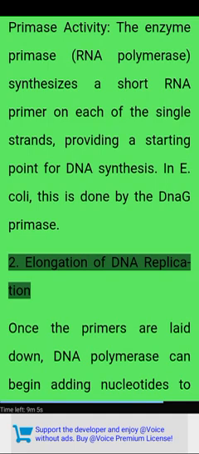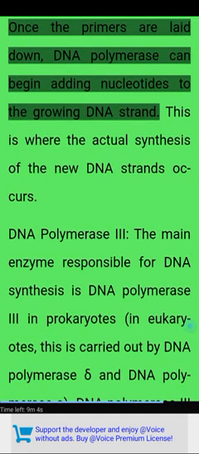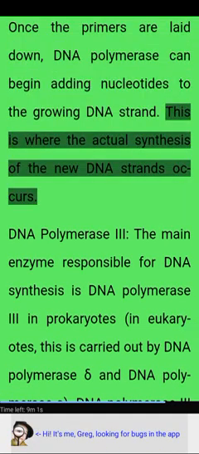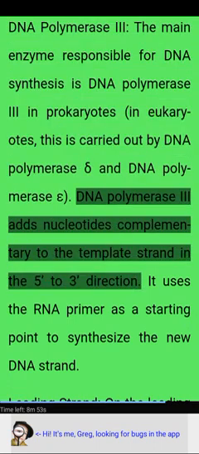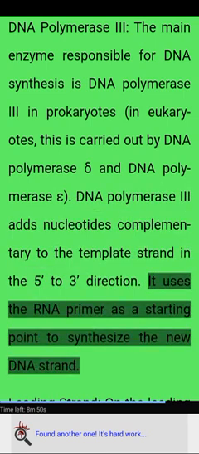2. Elongation of DNA replication. Once the primers are laid down, DNA polymerase can begin adding nucleotides to the growing DNA strand. This is where the actual synthesis of the new DNA strands occurs. DNA polymerase III. The main enzyme responsible for DNA synthesis is DNA polymerase III in prokaryotes. In eukaryotes, this is carried out by DNA polymerase delta and DNA polymerase epsilon. DNA polymerase III adds nucleotides complementary to the template strand in the 5' to 3' direction. It uses the RNA primer as a starting point to synthesize a new DNA strand.